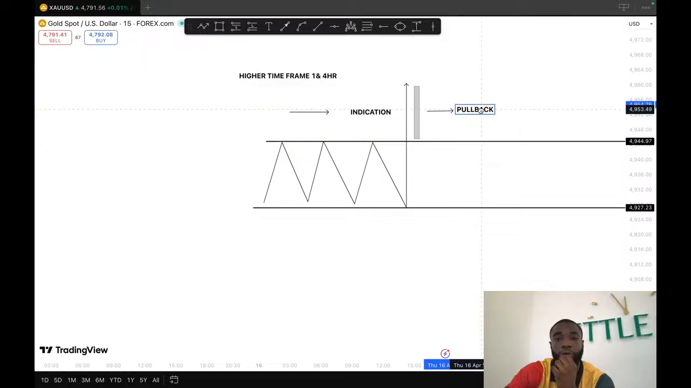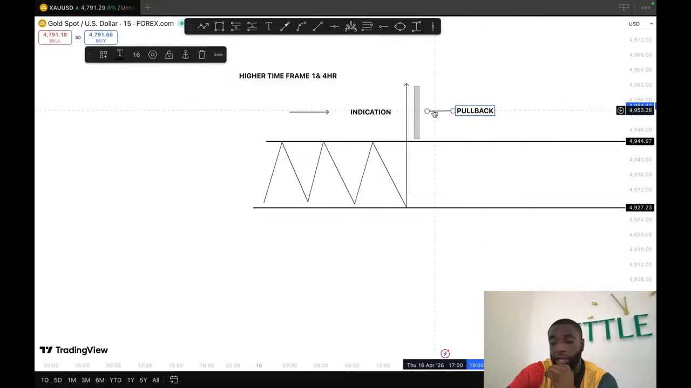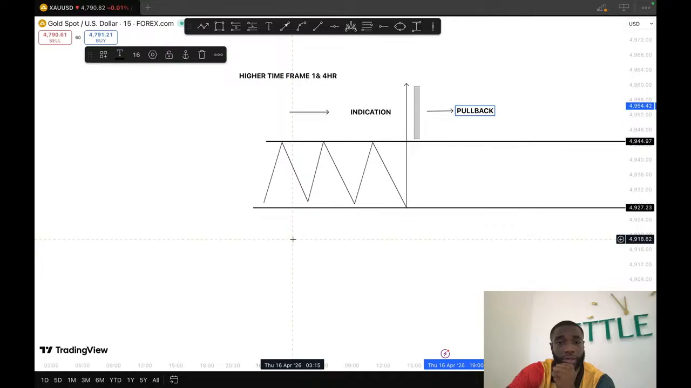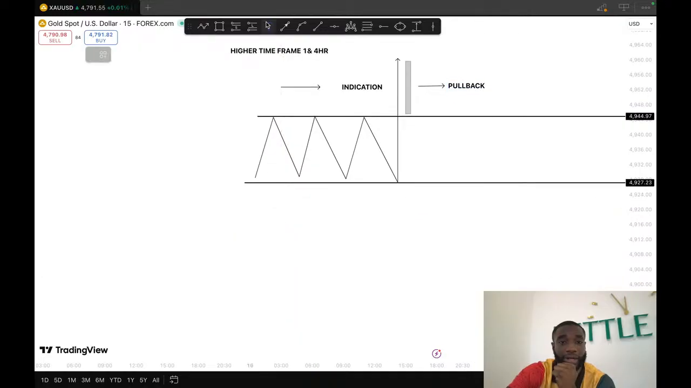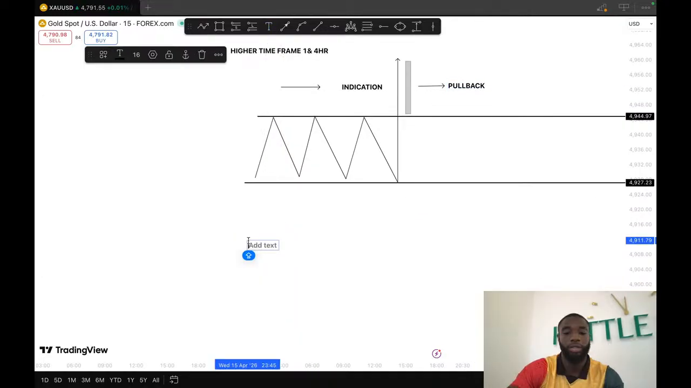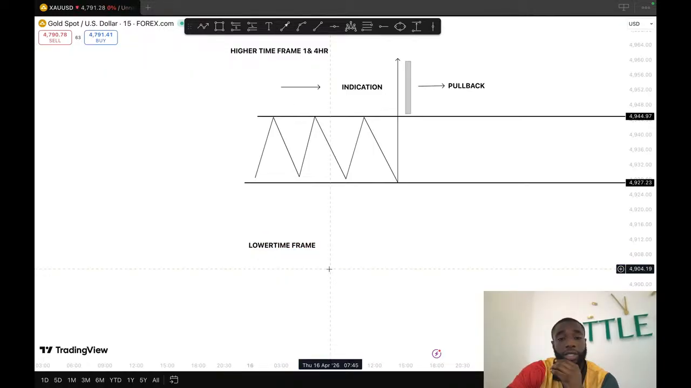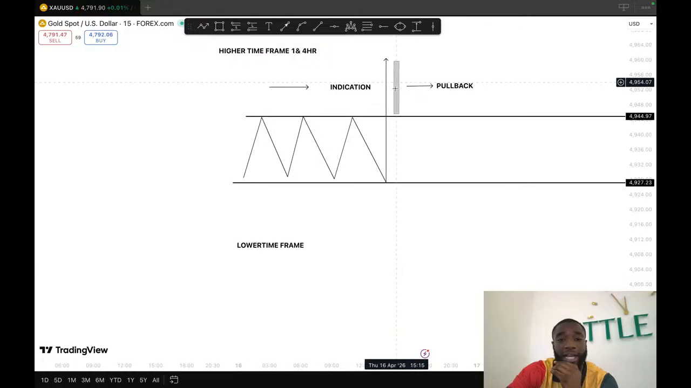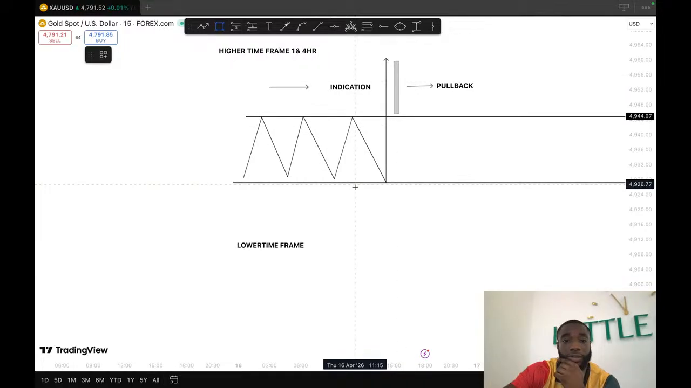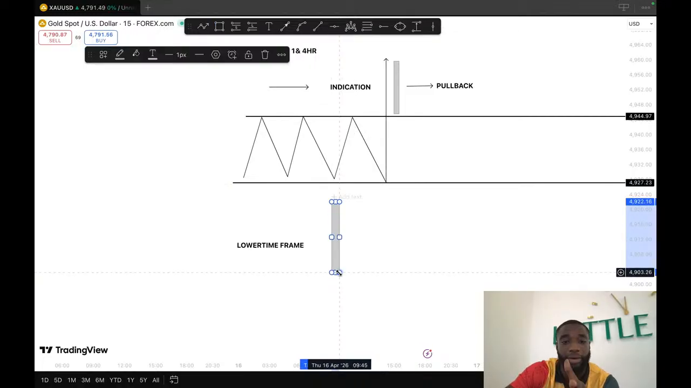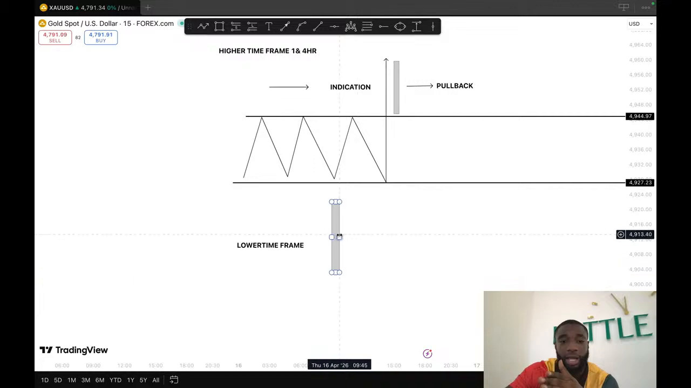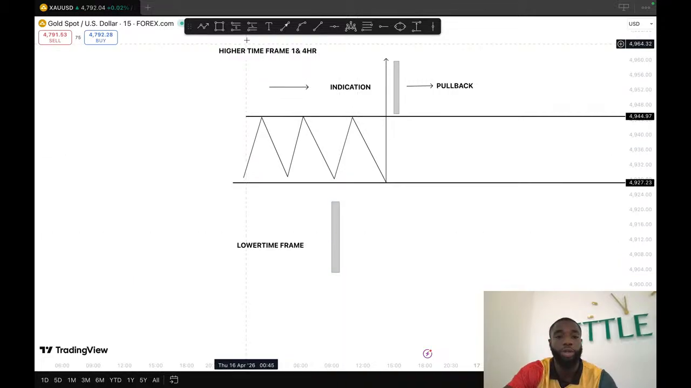So this pullback here, on a lower time frame, I'm going to write lower time frame here. So on a lower time frame, what is this pullback going to look like? I'm going to do this, stay with me. This is the pullback. This is how the pullback will look on a lower time frame.